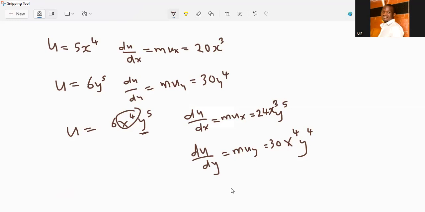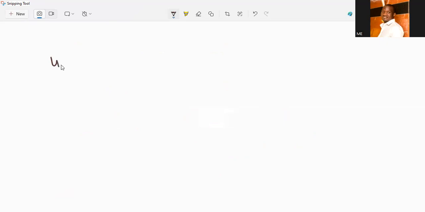So if we're going to have another derivative, if we're given u is equal to 10x^3 y^8, can you try to differentiate that? Who wants to try MUx? The guys do MUx, the ladies do MUy.